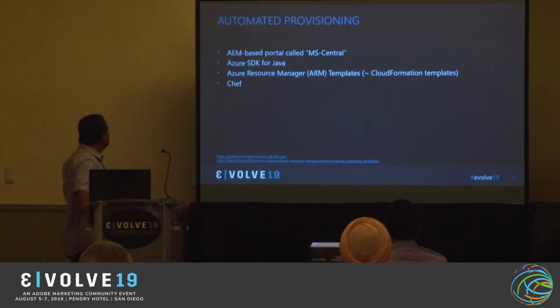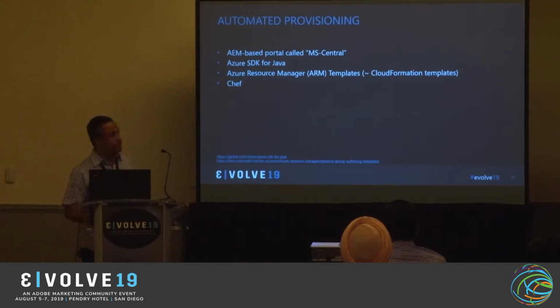We also have an automated provisioning tool whose front end is actually AEM, called MS Central. A CSE can go in there, pick and choose a bunch of options, and have a complete AEM environment fired up within about 2 hours. That means 6 publish instances, 6 dispatchers, 2 authors, and all of the virtual networks, disks, replication agents, and firewall rules.